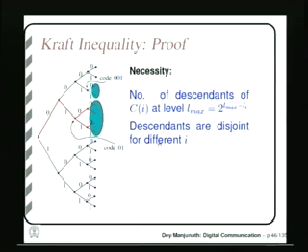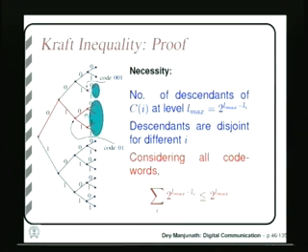The descendants are disjoint for different i. So, for different code words the descendants are different. For example, if this is a code word, this set is disjoint from this set. They will intersect only when this node is somewhere here or here, and we know that this is a prefix code, so that cannot happen. So, considering all the code words, what is the total number of nodes at the maximum level that are disqualified? It is the sum of 2 to the power L max minus Li for all i.